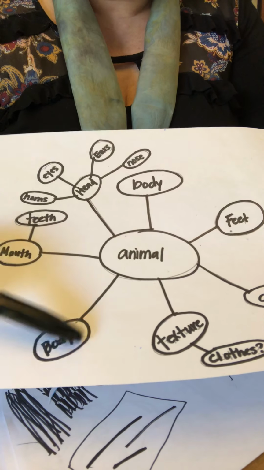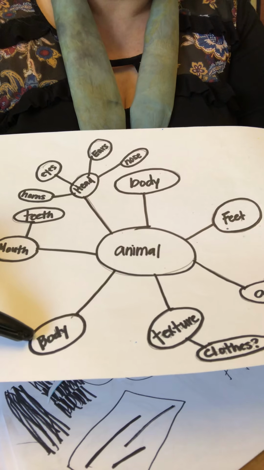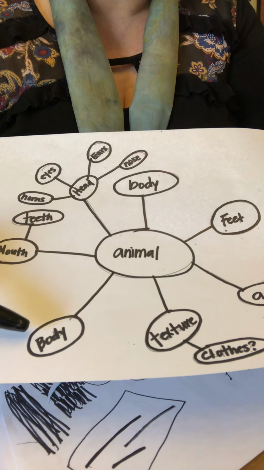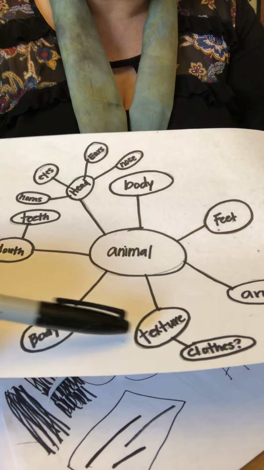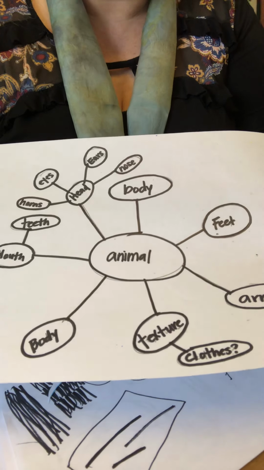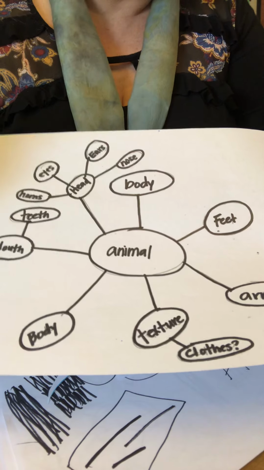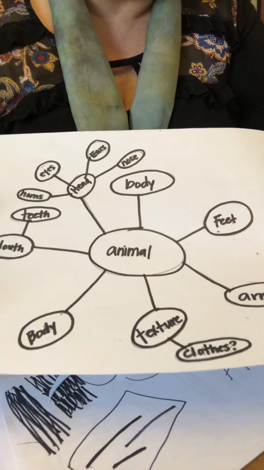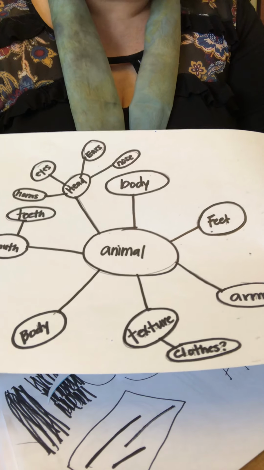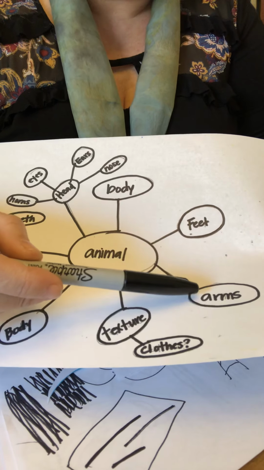Then thinking about what kind of body you want. Do you want it to be the body of a fish? Do you want it to be the body of a leopard? And what kind of texture do you want on your body? Do you want any of those different textures we talked about? Do you want it to look where it's kind of fluffy and furry, or more like scales and pointy, or all of those things? Then what kind of arms do you want?